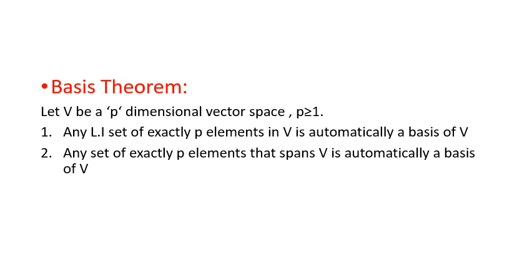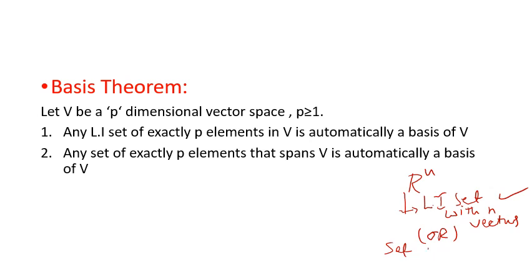Now this same point we discussed earlier for Rn. If you have the vector space Rn and if you have a Li set with n vectors, then it is a basis. Or if you have a set with n vectors and it spans Rn, then it forms a basis. So if the dimension of Rn is n, a Li set with n vectors is a basis, or a spanning set with n vectors will also be a basis. Any one is enough. Now the same thing we are proving in general for any vector space V.